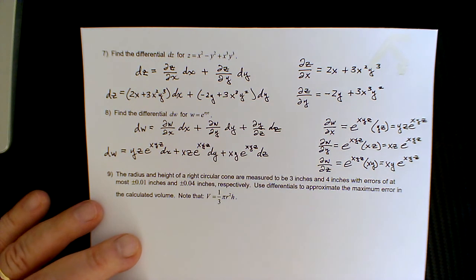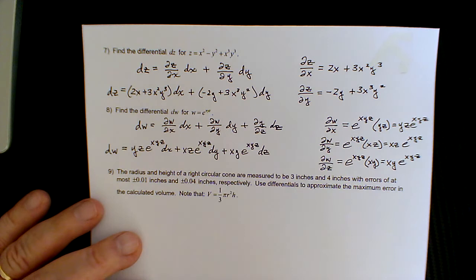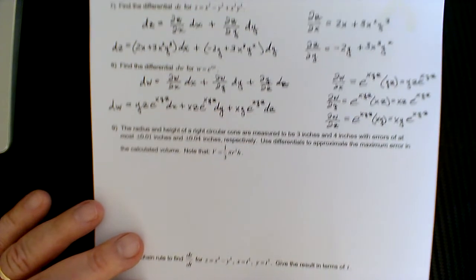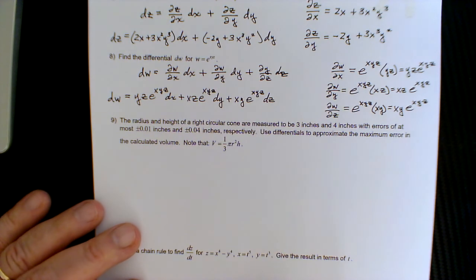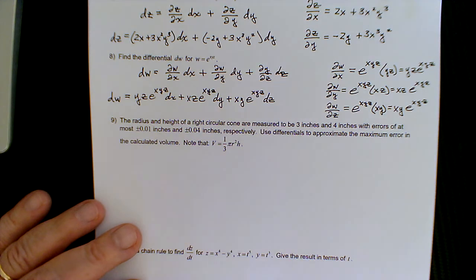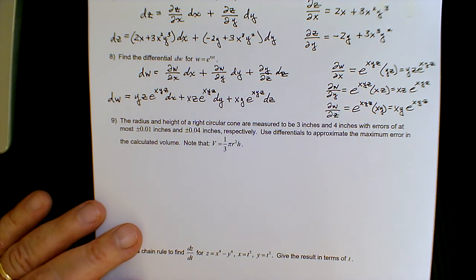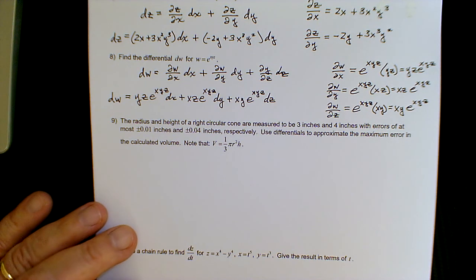So probably just one question on differentials, but make sure that you write down these definitions, 2 variable or 3 variable. Then the application of a differential, we have the radius and the height of a circular cone are 3 and 4 inches, with errors of at most plus or minus 0.01 inches and plus or minus 0.04 inches respectively. And we're going to use differentials to approximate the maximum error in the volume.